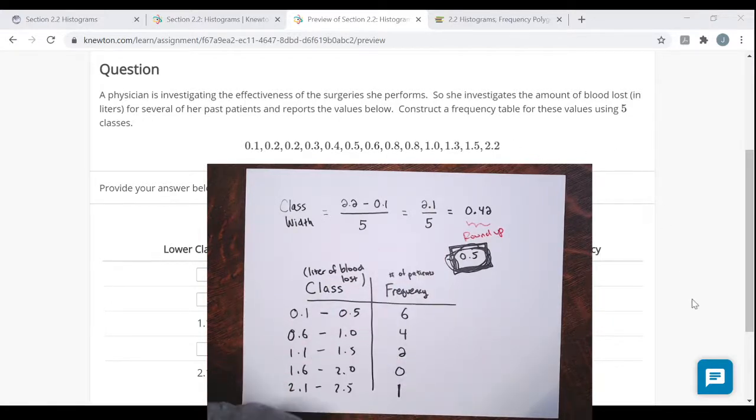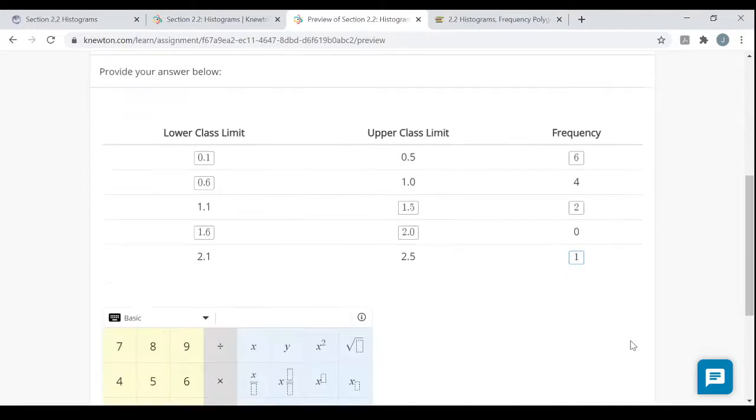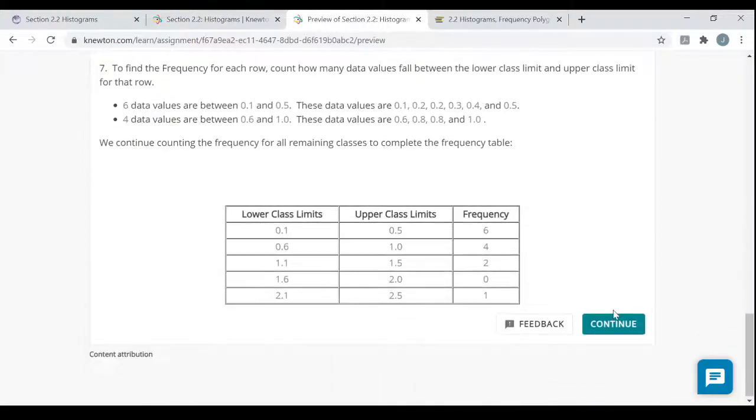All right, so let me get rid of this and just fill in these same values in the assignment. All right. So we had, like I said, 0.1, 0.6, 1.1, 1.6, then 2.1, and then 0.5, 1.0, 1.5, 2.0, 2.5. All right. Frequencies were 6, 4, 2, 0, and 1. Okay, great. You got correct there. They go through the explanation. Wonderful.